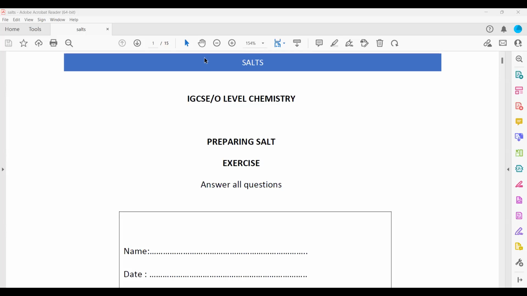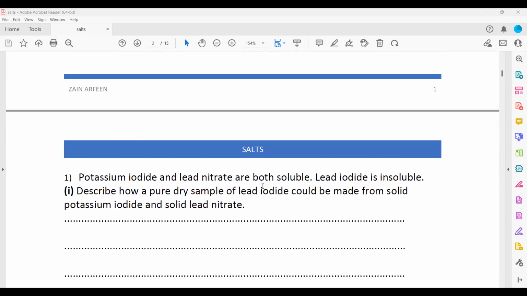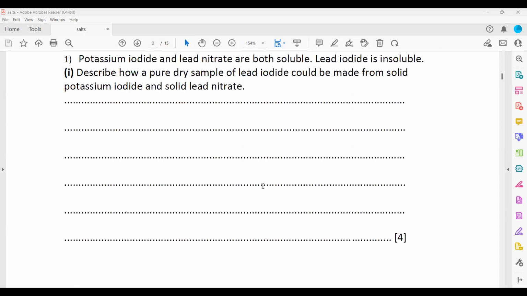In this session, we will do the exercise related to preparing a salt, like how we can prepare different types of soluble and insoluble salts. The first question: potassium iodide and lead nitrate are both soluble. They can dissolve, but lead iodide is insoluble.